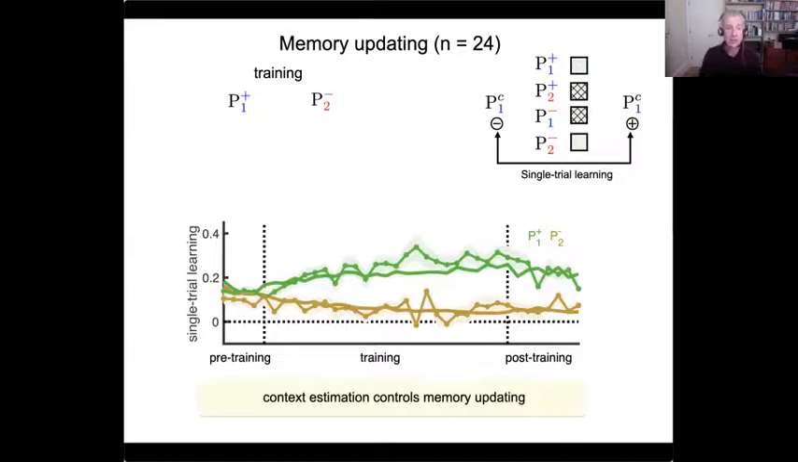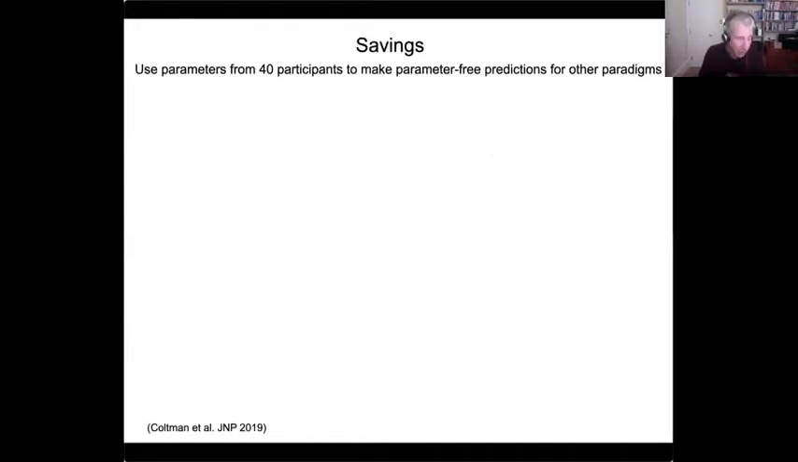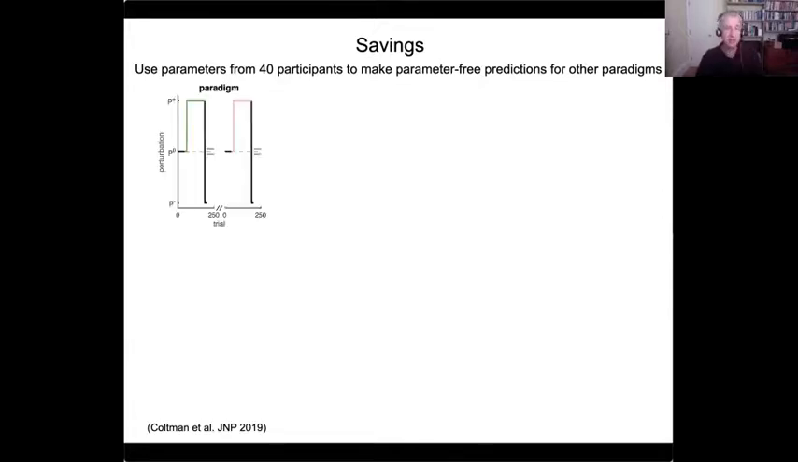Okay, I'm just going to finish in the last couple of minutes by saying, we can take now the participants we ran in those previous experiments, we individually fit those subjects to the COIN model. There were 40 subjects in total in the previous experiments. We can take those 40 parameters now and make parameter-free predictions on other paradigms. So we can say what would happen to those 40 subjects were they to run on this particular paradigm. And so here's a savings paradigm.